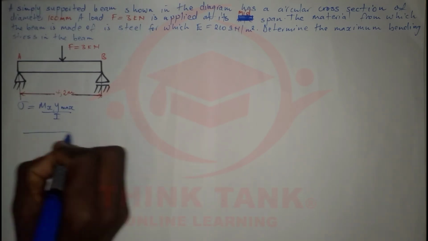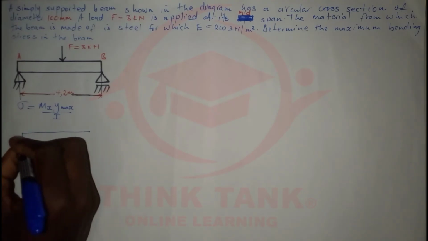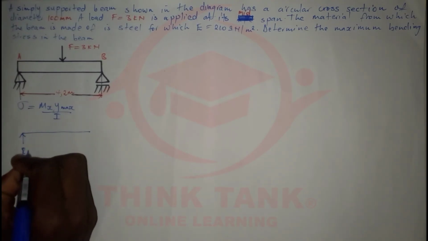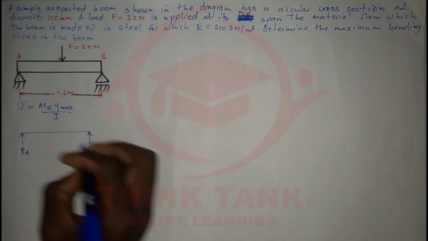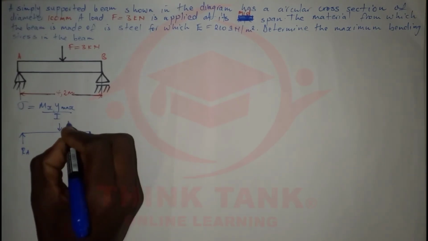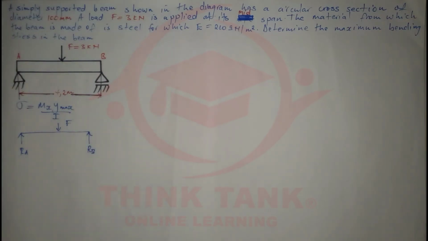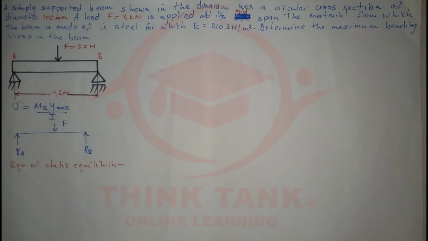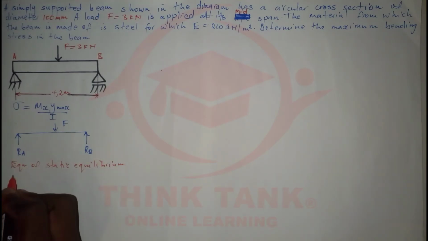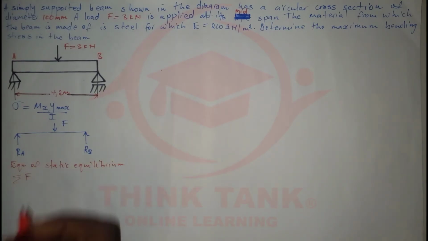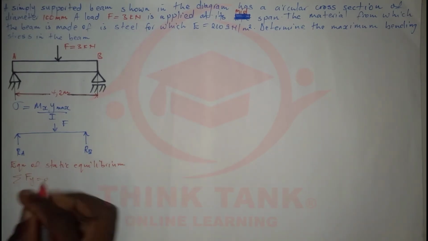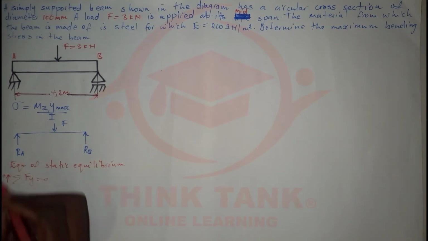This is the free body diagram that I'm going to draw, and I'm going to remove the supports. So I'm going to have a reaction at A, a reaction at B, RB, and we still have our force, which is going to be F. What we're going to do is write the equations of static equilibrium. I'm going to resolve along the Y, so the sum of the forces should be equal to 0 since it is static. So the sum of Fy should give me 0, and I'm going to take upward as positive.